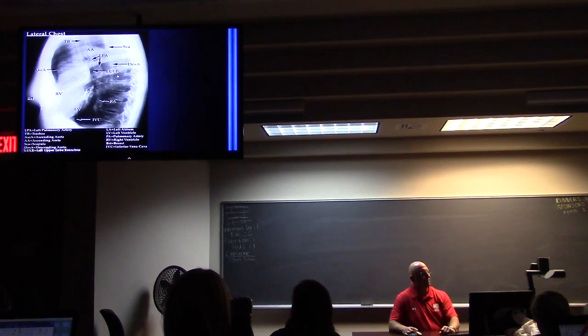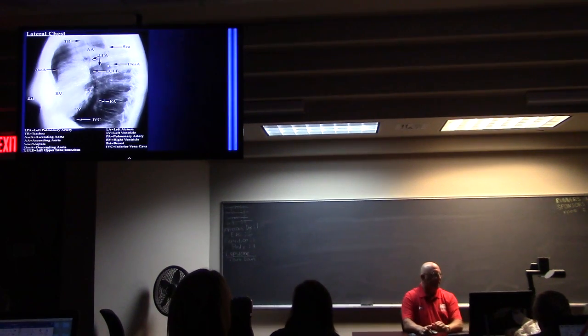On the lateral, man, the laterals are so easy. And for some people make it so hard, but they're really so easy. You look at the precardial fat space, there should be a little air here. Retrocardiac fat space, there should be a little air here. And now we're going to look at the T-spine, right here. And man, this is just so cool.